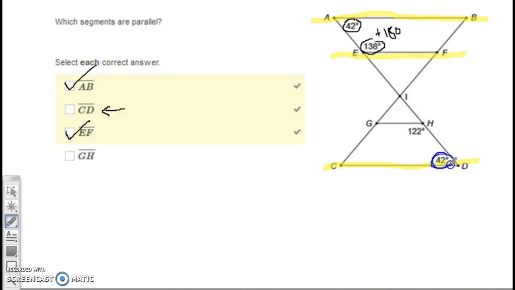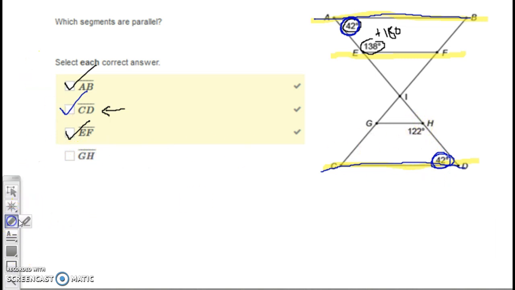This angle is 42, and this angle is also 42. And those are on the opposite sides of the transversal, inside these two lines, lines AB and CD. So those are alternate interior angles. That tells me that CD is also parallel to AB and EF because of those alternate interior angles. All right, and then I'm going to check GH.